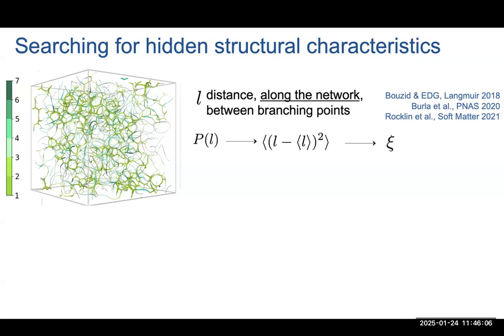So we sit on a particle and on a node of our network, and we walk along the network to measure the distances along the network between nodes. So this is kind of a topological length. And if you do these measurements across the network, you have a huge amount of possible paths going from one node to the other.